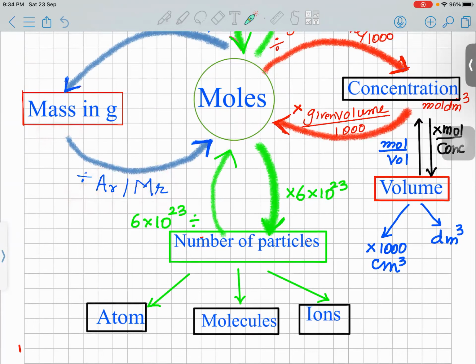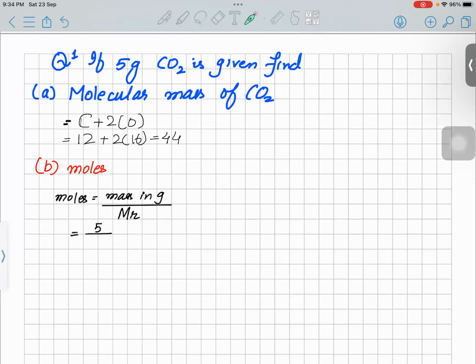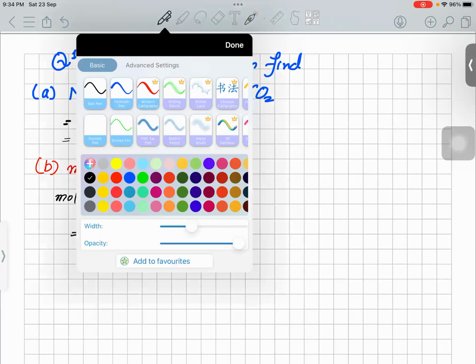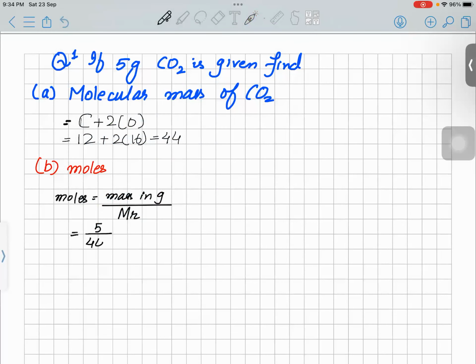Sir, but AR and MR are different things. Now listen, if an atom is given, for example, 5 gram of carbon, then use AR. If you have a molecule, then use MR. Here we have the molecule, that's why we use MR. Now 5 divided by 44 is 0.11 moles.